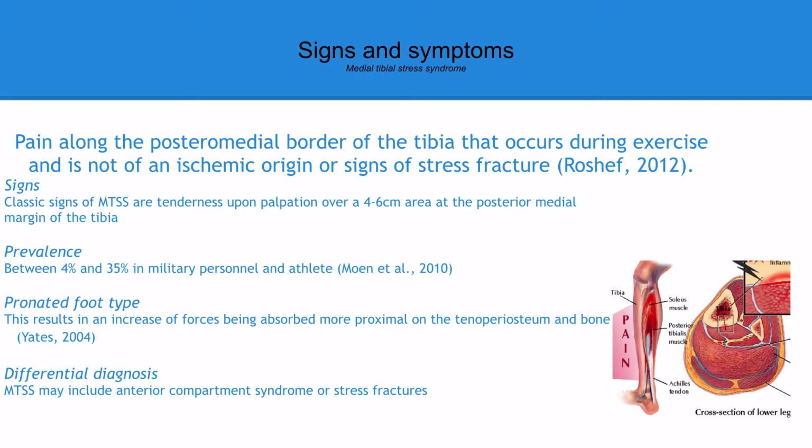The classic signs of MTSS are tenderness upon palpation over a 4 to 6 centimeter area at the posterior medial margin of the tibia. One theory to the cause of MTSS is a pronated foot type. Often sports people with excessive pronation can develop MTSS due to the pronation leading to internal rotation of the tibia and fibula, causing them to become exposed to repetitive rotation across the fibula and tibia.